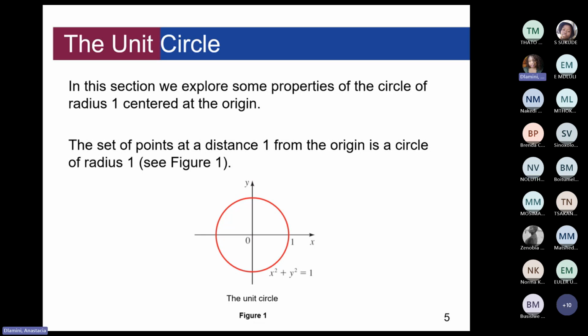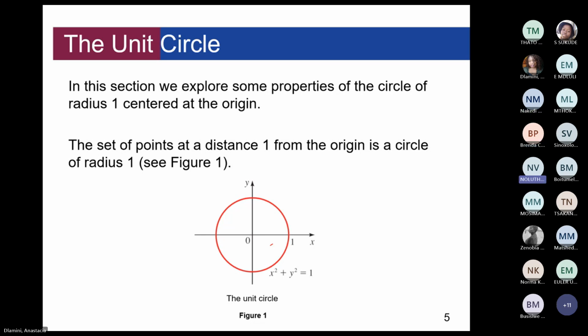Unit circles. So they say the unit circle. In this section, we explore some properties of a circle of radius 1 centered at the origin. Now, they say the set of points at the distance 1 from the origin is a circle of radius 1, meaning that when you move from here to there, the distance is 1. From here to here, it's 1. That's the radius, R equals 1. And if a circle has a radius of 1 and it's centered at the origin, this is called the unit circle. Are we all together there?